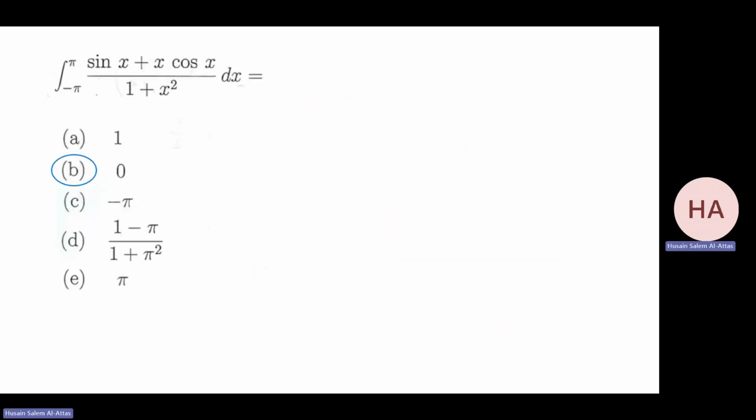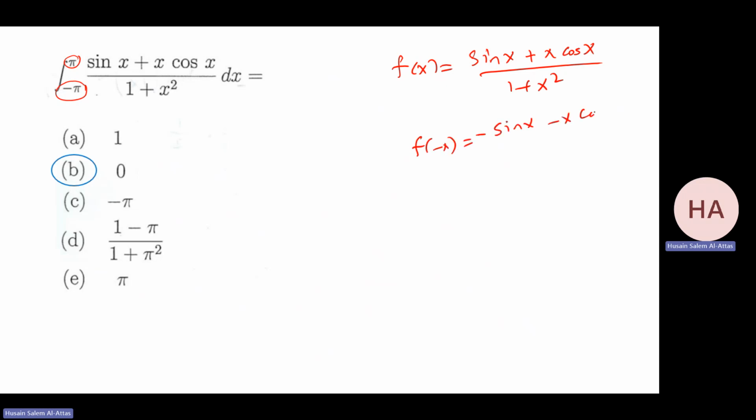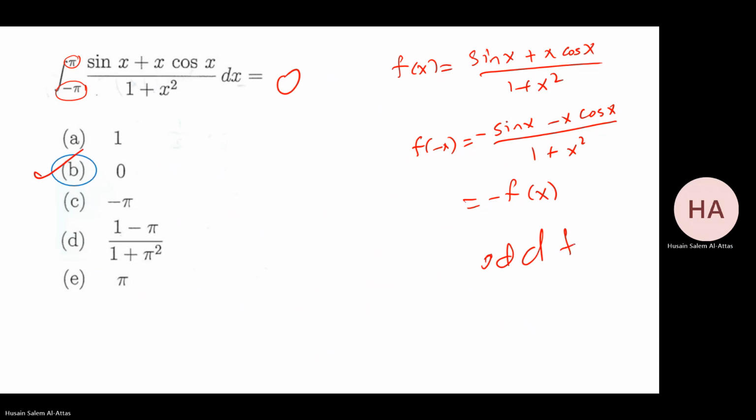As I said, when you see this, right away it should come to you to think about odd functions, or sometimes part of it, not all of it. But this is an odd function: sine x plus x cosine x over 1 plus x squared. What will be f of minus x? Minus sine x minus x cosine x, because cosine is an even one. So I can take minus as a common factor times f of x, which is odd. So the answer is 0, which is this one. Odd function.